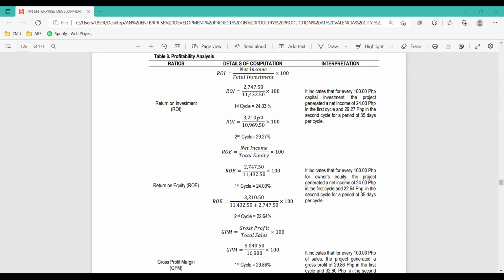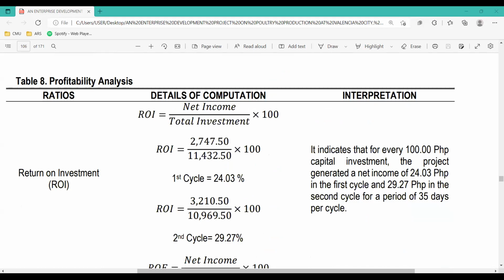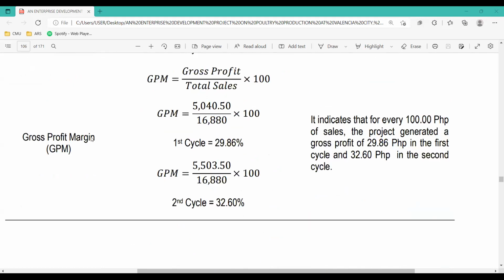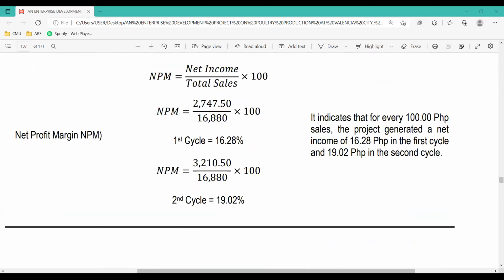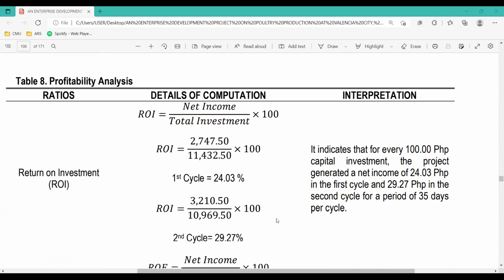So this is my example. This is actually on my thesis. So I hope you can see it clearly. So this is my profitability analysis. Just like you, I use ROI, ROE, GPM, and NPM. So these are the typical things that we are going to use in our proposal.